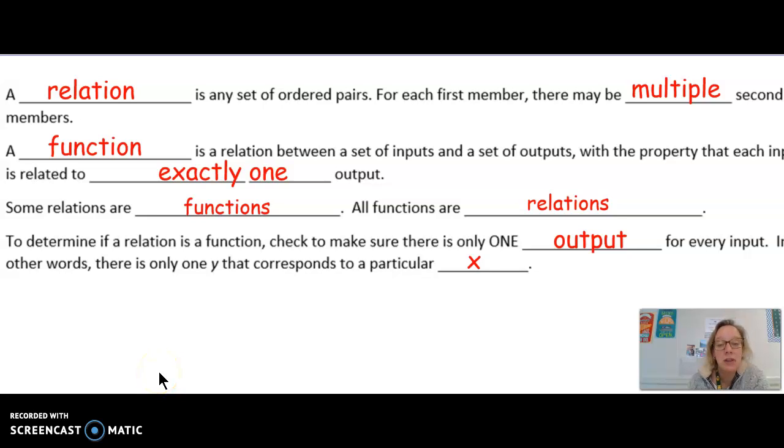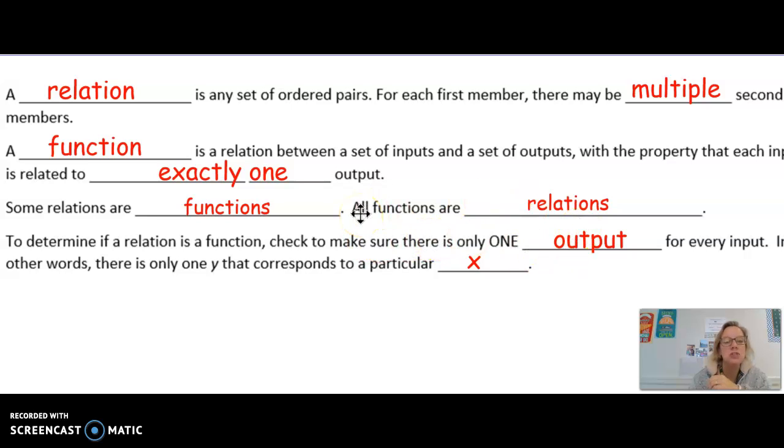All right, this week in math, we're going to be talking about relations and functions. So a relation is any set of ordered pairs, and for each first member, there may be multiple second members. Why is that important? Well, because a function is a type of relation where you have a set of inputs and a set of outputs with the property that for each input, there's exactly one output. So some relations are functions, and all functions are relations.